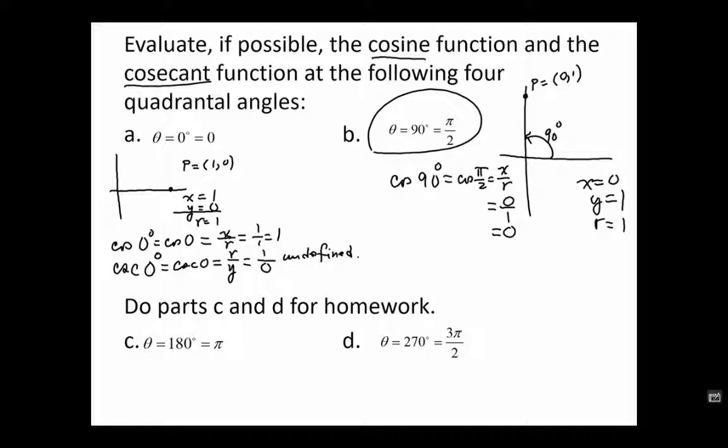Now let's find the cosecant. The cosecant of 90 degrees, which is the same as the cosecant of pi over 2. Again, the cosecant is defined to be r divided by y. R in this case is 1, and the y coordinate is 1, so the cosecant of 90 degrees, or the cosecant of pi over 2, is 1.